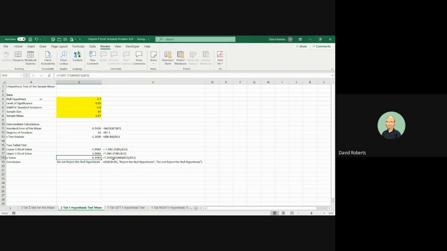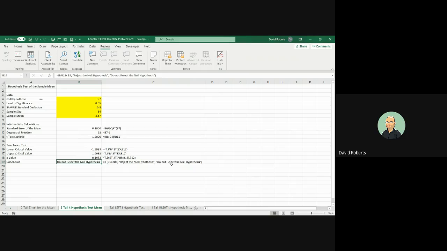And again, a friendly reminder: if the p-value is less than the level of significance, you reject H0. You reject the null hypothesis. If the p-value is greater than the level of significance, you do not reject.